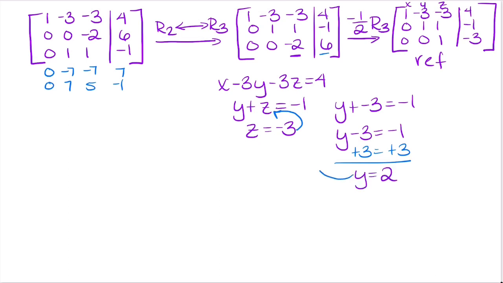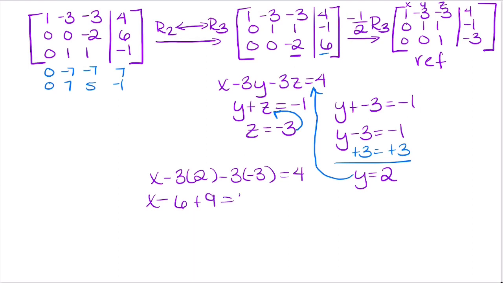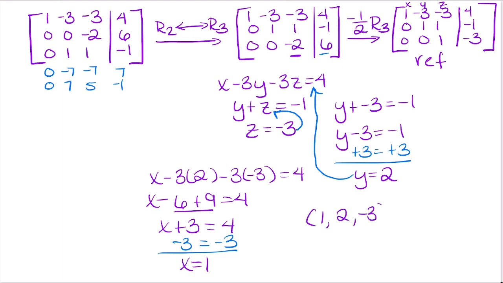Okay, so now I'm going to take my y equals 2 and my z equals -3 and plug into my first equation. So I have x minus 3 times 2 minus 3 times -3 equals 4. So that's x minus 6 minus 3 times -3, that's going to be plus 9, and that equals 4. And then my minus 6 plus 9 is going to become plus 3, so we have x plus 3 equals 4. And I can now solve this by subtracting 3 from both sides. And when I do that, that's going to give me x equals 1. Okay, so my solution as an ordered triple will be 1, 2, -3.